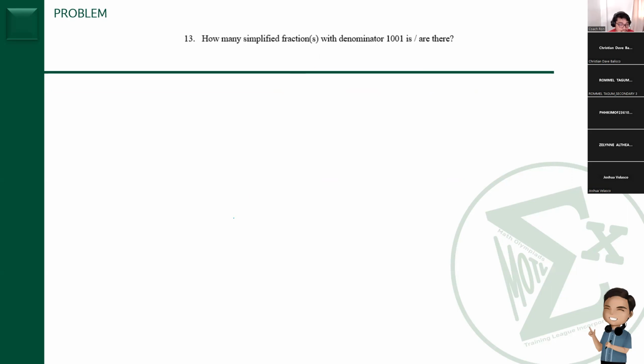Find how many simplified solutions. How many simplified solutions are there for denominator 1001? So what we're gonna do is use Euler's totient. How is it done? Get the prime factors first. 1001 is divisible by 11, right? So it's 7 times 11 times 13.